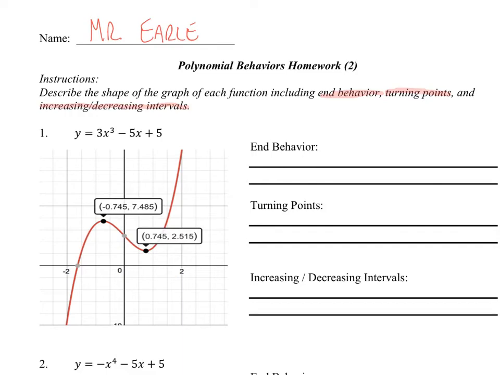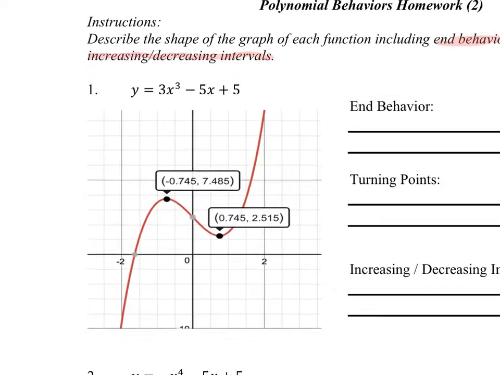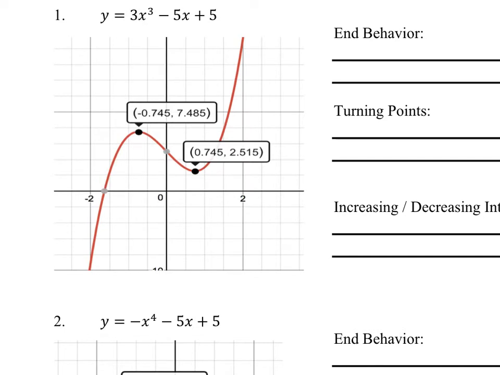To help us out to start, I'm just going to readjust this screen here and put a negative infinity at this end of the x-axis and a positive infinity at that end. I'm going to do the same with the y-axis. That's just going to help us when we're talking about the direction of the end behavior.